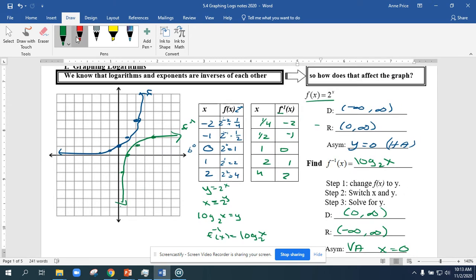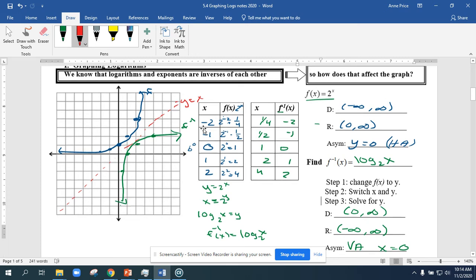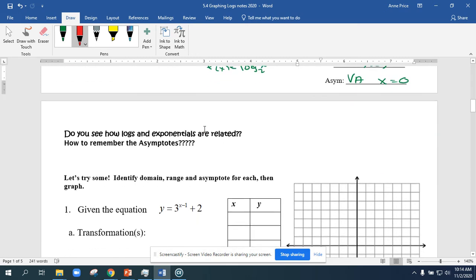Remember, inverse function should fold over the line y equals x. Let's see if I can draw that in there. Okay, so they should fold nicely over the line y equals x. When you're done, domain and range, all ordered pairs will switch. And it is called a one-to-one graph. And again, one-to-one means it will pass, visually speaking, the horizontal line test, which the blue graph originally, 2 to the x, does graph and pass the horizontal line test. So it will be one-to-one or invertible with that.